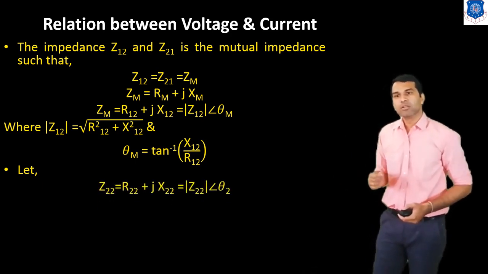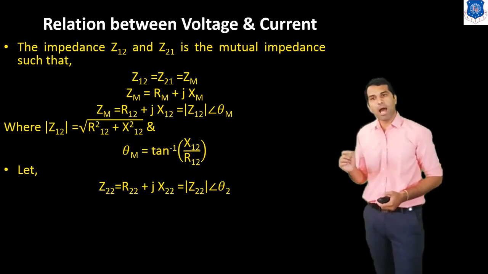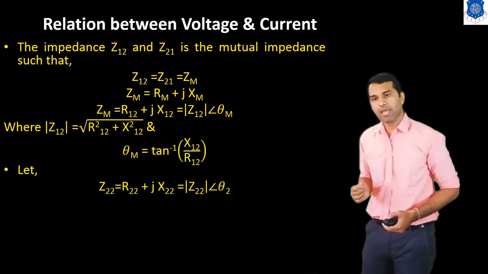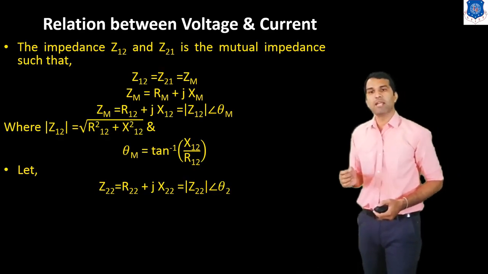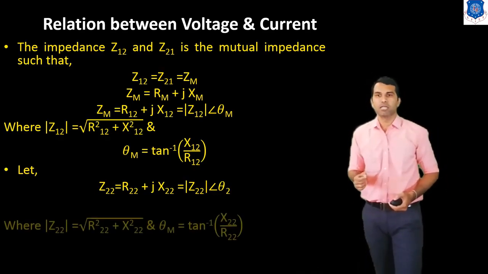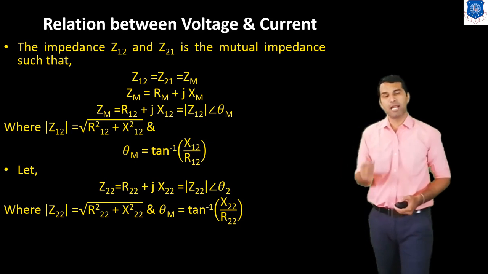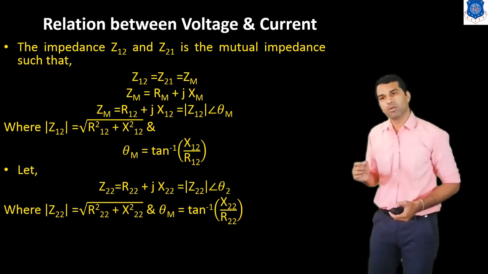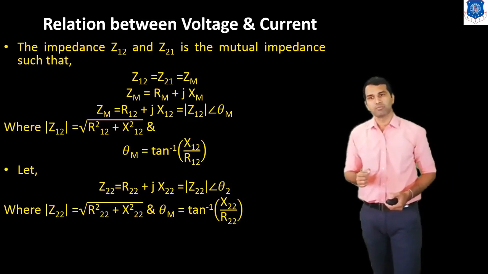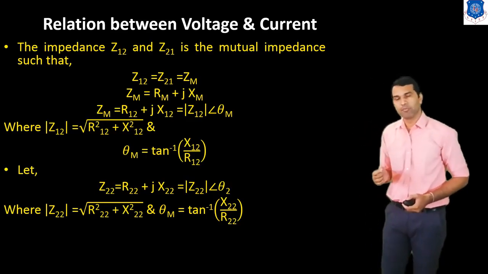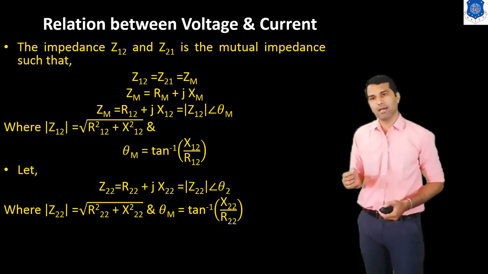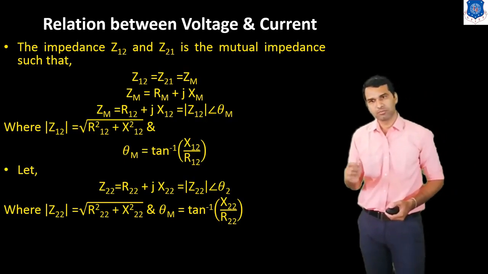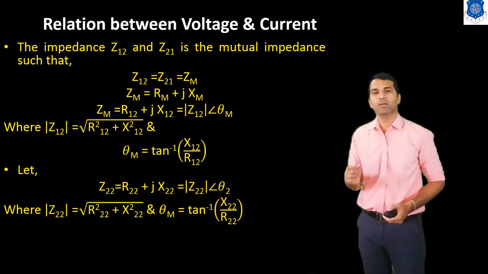Let Z22 be equal to R22 plus jX22. And we can also write it in magnitude and angle form as Z22 angle theta 2, where this Z22 indicates the square root of R22 square plus X22 square. And theta 2 indicates the angle, and we can find it by using the equation tan inverse X22 upon R22.